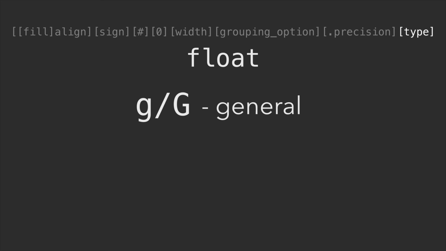G is general format. It'll round the number to 6 significant figures, or the precision specified, and then provide the number in fixed point notation or exponent notation depending on how large or small it is. You can read up on this a little bit more in depth in the documentation, which is linked in the description. Like the others, the capitalization of G will affect the capitalization of infinity and NaN. N is number. It's the same as G, but it will use locale-based thousands and decimal separators. This is similar to the integer n. The default is similar to G, but will force one decimal place if using fixed point notation.